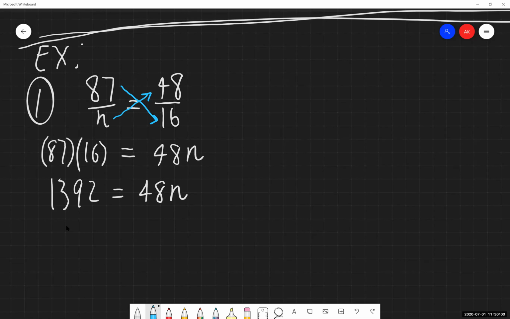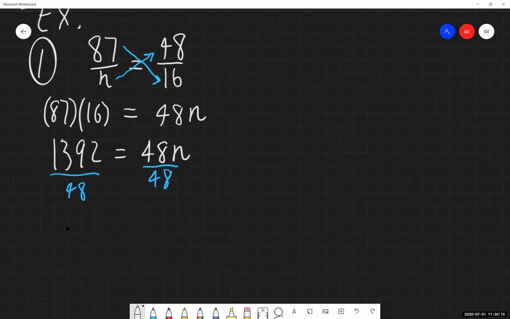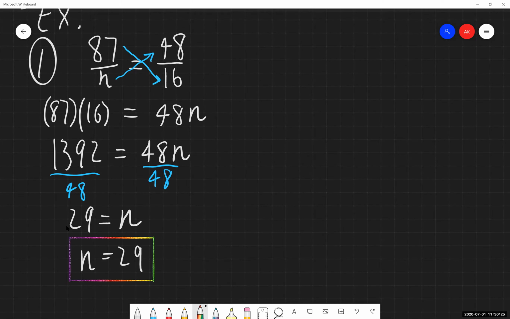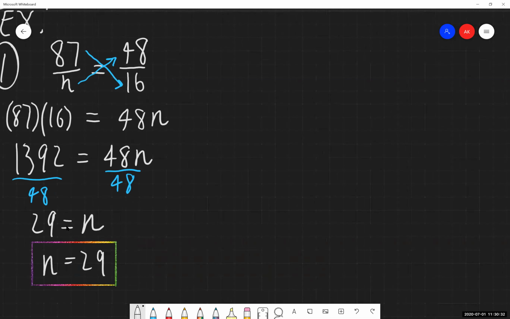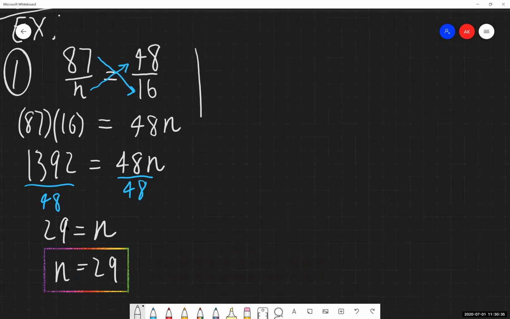And then I don't want 48n, I just want n, so divide both sides by 48. Write it out for yourself. Off to the side, off screen, I'm using a calculator again. Dividing both sides by 48, I get 29 is equal to n. So I have a final answer right there. Again, this cross multiplication at the very beginning is very handy, very useful. It speeds up the process quite a bit.